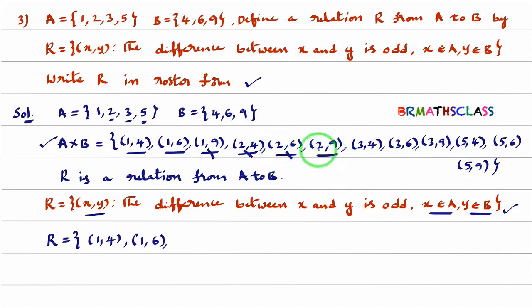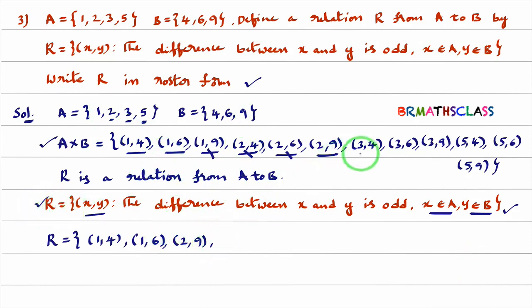You see the ordered pair 2 comma 9. 9 minus 2 is 7. That means the difference between them is odd. So such an ordered pair will come here. You try to understand: 2 is in set A, 9 is in set B. When we observe the difference, 9 minus 2 is 7, and 7 is odd. Only such types of ordered pairs will come to this relation.